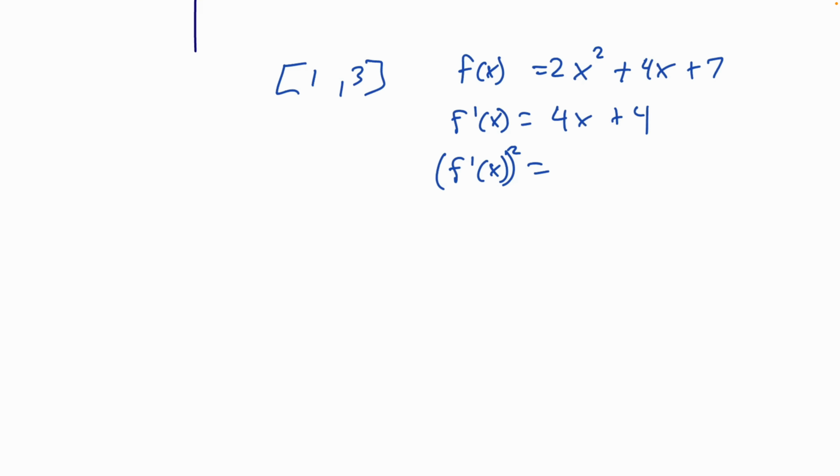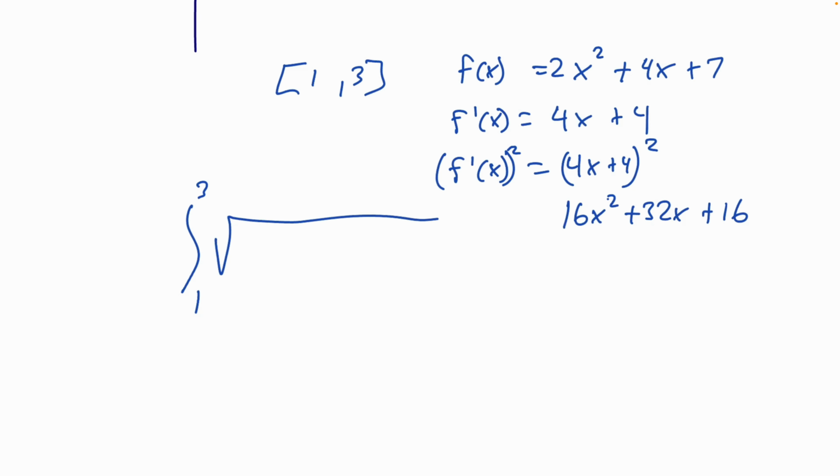And so in this case, 4x plus 4 getting squared, we're going to have to FOIL that. 4x times 4x, 16x squared. 4x times 4 is 16x, and we'll have two of those, so 32x, and then another 16 at the end. So our integral is going to be, we're going to integrate from 1 to 3 of the square root of 1 plus, and then we're going to take all of this first derivative squared, and we're going to put it in to the square root, just like this.